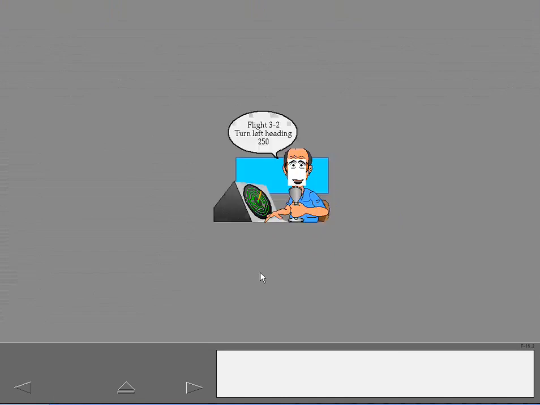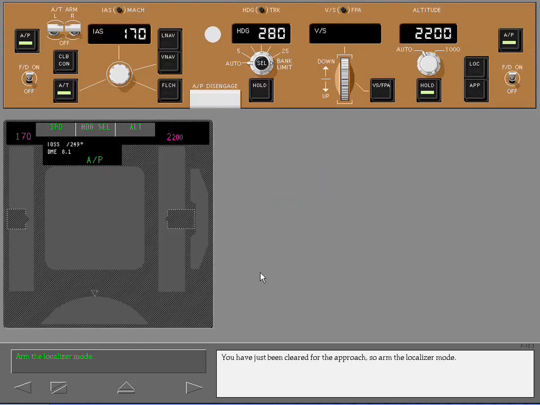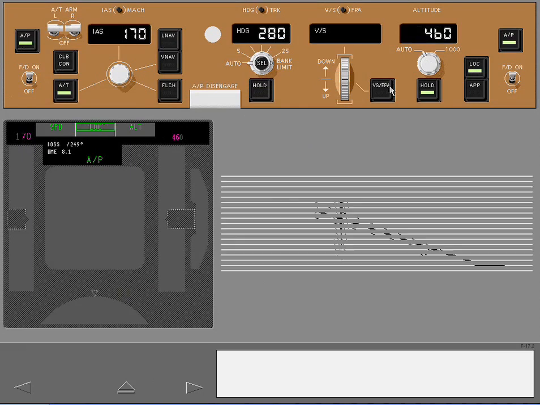During your go-around, the glide slope went down. ATC now has you on radar vectors for the localizer-only approach. You have just been cleared for the approach, so arm the localizer mode. The MDA for this approach is 460 feet. Set the MDA in the altitude window.